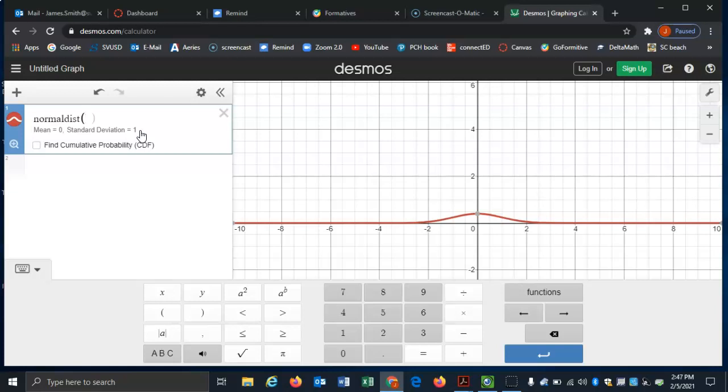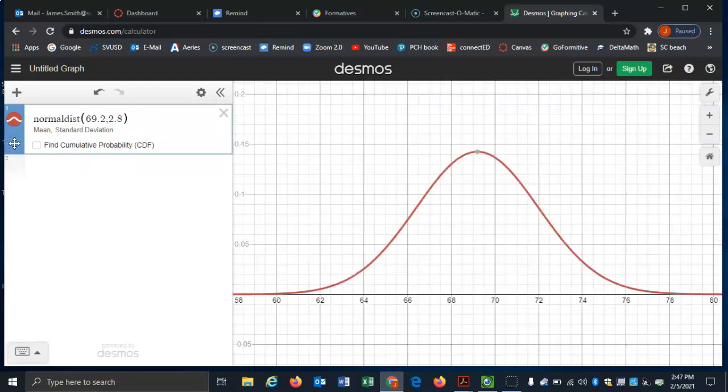But typically it's easier just to deal with the actual numbers on the graph. So I'm going to go back to the very first one that talked about the percent or the probability between 65 and 70. So first things first, let's put in the mean, 69.2, comma. Standard deviation was 2.8. And so for these, before I even choose specific values, if I wanted to see the graph, just click this right here, and there's your bell curve. All right, so super cool.